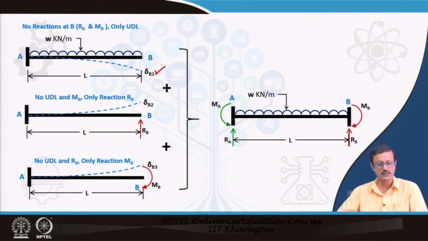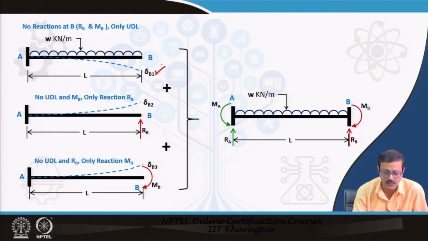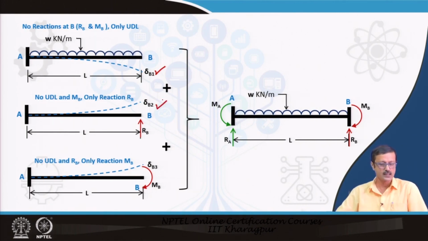So, I have removed the UDL and also I have removed the MB, that is the moment at B, and I just put the RB. So, I just put an imaginary support, and because of that there is a reaction at the top, and as the reaction RB is at the top, there will be a deflection upward which I have marked as delta B2.